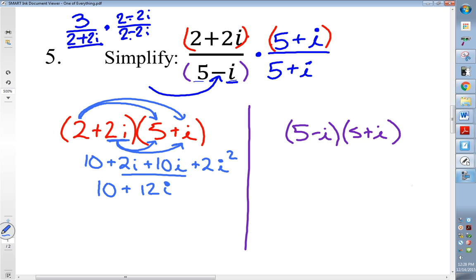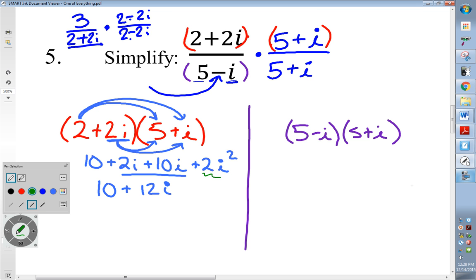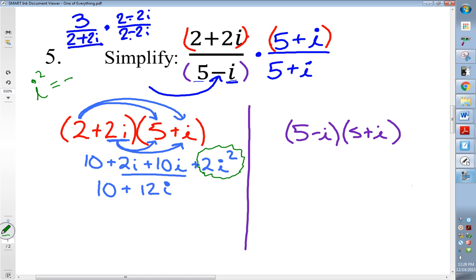And this is an important thing right here. Anytime we see i squared, we are going to replace it with the number negative 1. So when you see 2i squared right here, that's the same thing as 2 times negative 1. Anytime we see i squared, we're putting a negative 1 in its spot. So 2 times negative 1 is really minus 2. And then I can finish this problem. 10 minus 2 gets me 8 plus 12i.